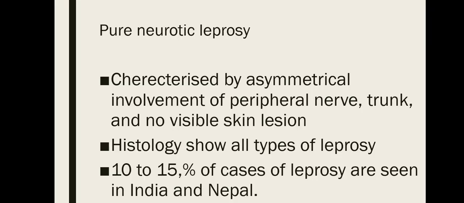Pure neuritic leprosy is the fifth type of leprosy. Here, the lesions are characterized by asymmetrical involvement of peripheral nerves, trunk, and no visible skin lesion. Histology shows all types of leprosy. 10 to 15 percent of cases of leprosy are seen in India and Nepal.